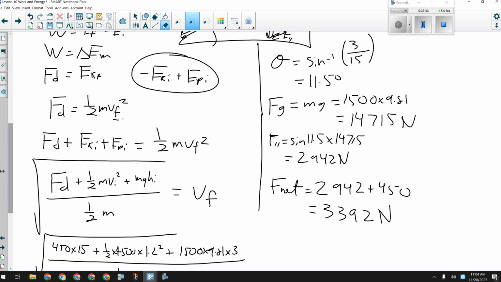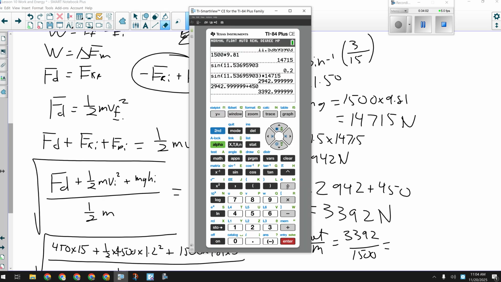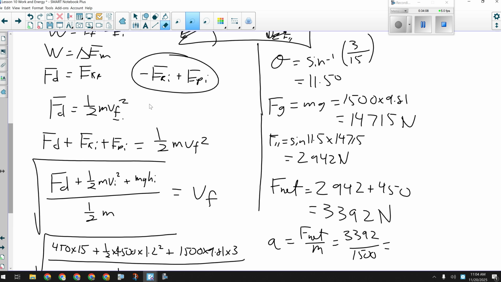Okay, 3,392 newtons down the ramp. Now that I have the net force, what can I calculate? Acceleration. Acceleration is F net divided by mass. So 3,392 divided by 1,500 kilograms will give me the acceleration. So the acceleration is 2.26 meters per second squared.